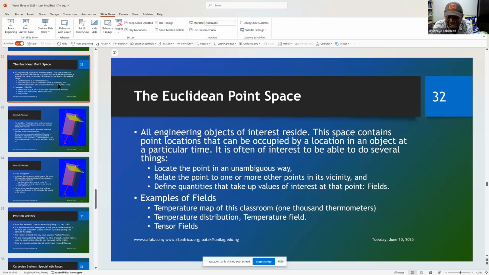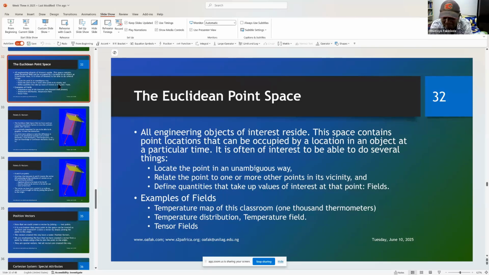All the things we have been talking about now have a name. We call them fields. The first thing we discussed was a temperature field. When there is a function that is defined from one point to another, to another, you call that function a field. So, examples of fields: the temperature map is a field. If I give you 1,000 thermometers, the readings of those 1,000 thermometers, located at specific points, is a field. You can talk of temperature distribution, temperature field.